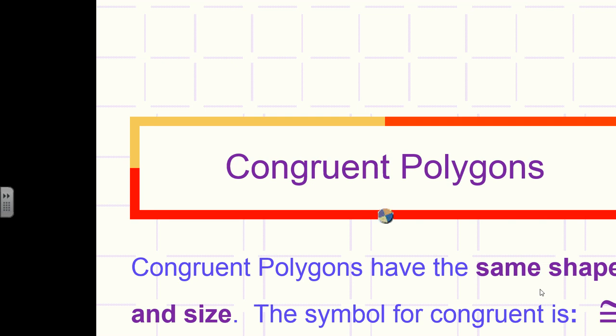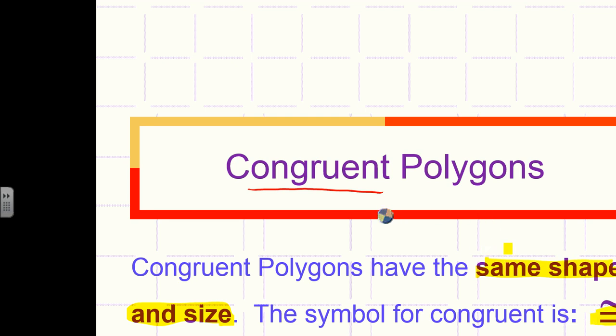Okay, we have a short little lesson video today with respect to congruent polygons. So the word congruent, which we've seen a few times already this unit, means the same size, exactly the same size. If you want to highlight that up, that's exactly what it meant when we were talking about angles. That's exactly what it meant when we were talking about line segments. Congruent polygons have the same shape and exactly the same size.